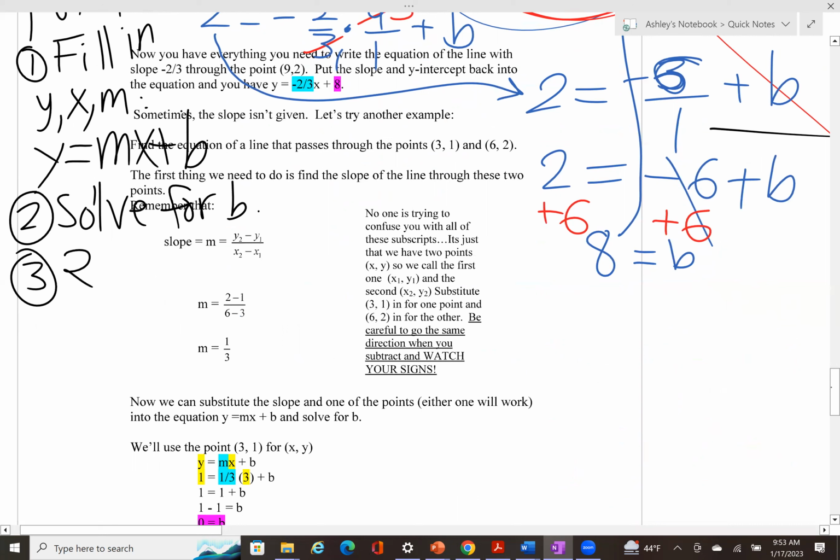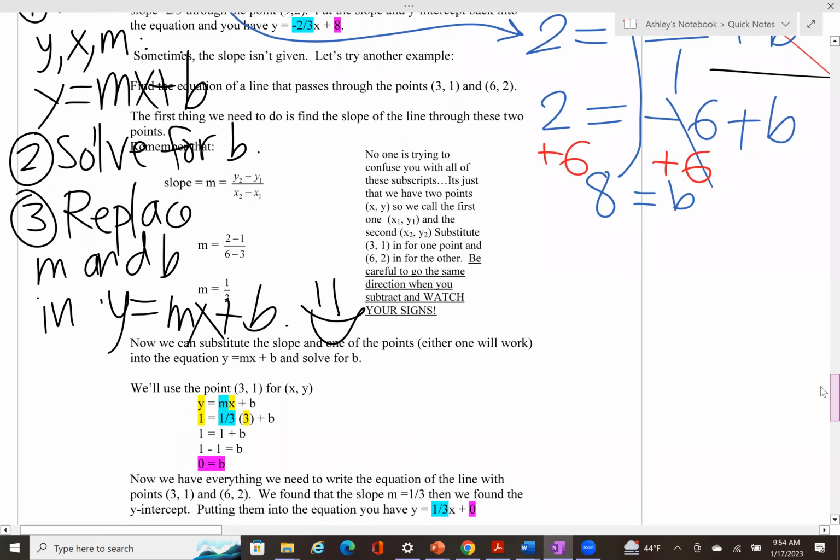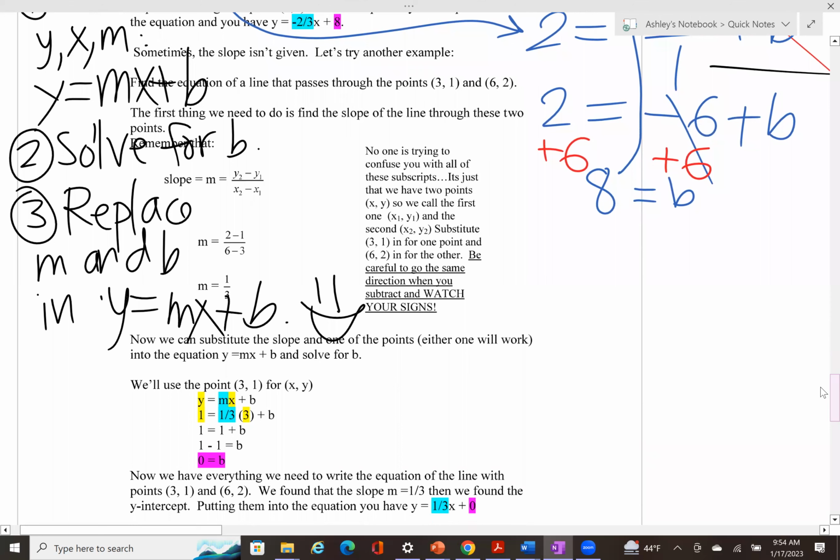Now I just replace the m and the b in the equation y equals mx plus b with what I know. Bam. And then you got it. That's the equation. I don't know how intuitive it is. It's not like I would remember how to do that probably, but what are you gonna do? That's the idea. So hopefully that makes sense.